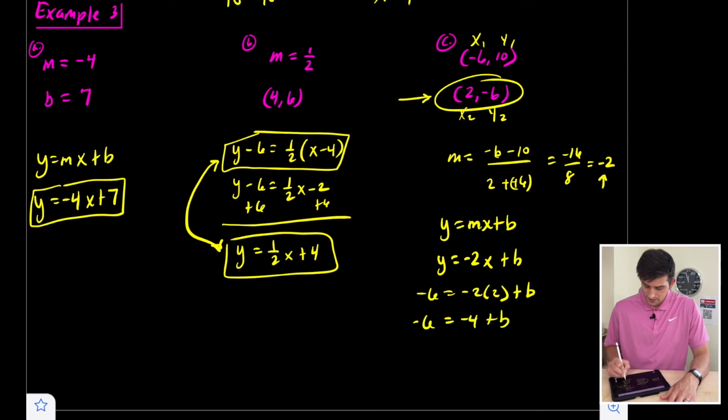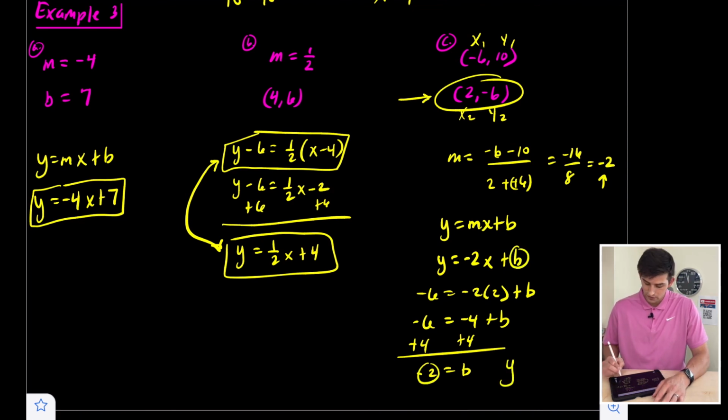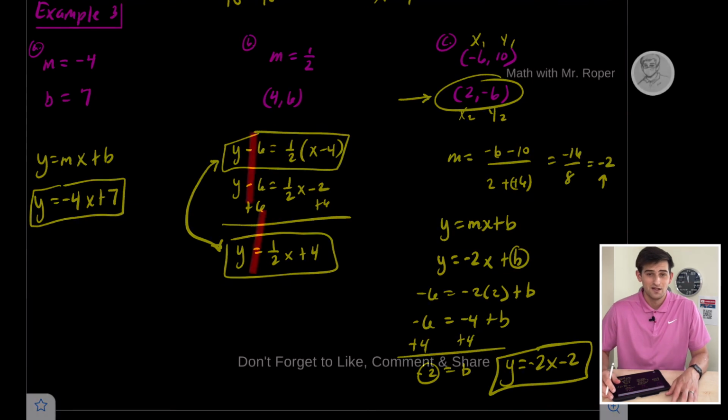So we get negative 6 equals negative 4 plus b. Now we want to add 4 to both sides, and we get negative 2 is equal to b. And so now we can take negative 2 and plug it in right there to get our final equation in slope-intercept form. So y equals negative 2x minus 2. All right, and that's how you write equations of linear functions.